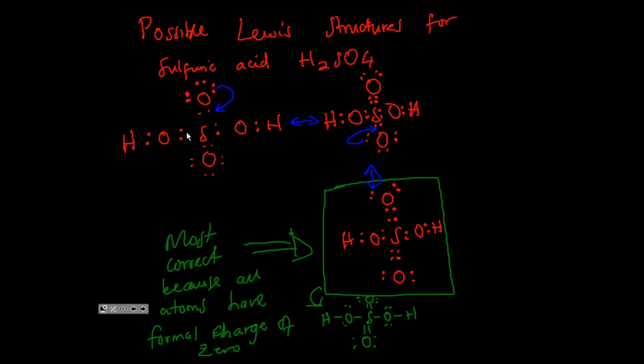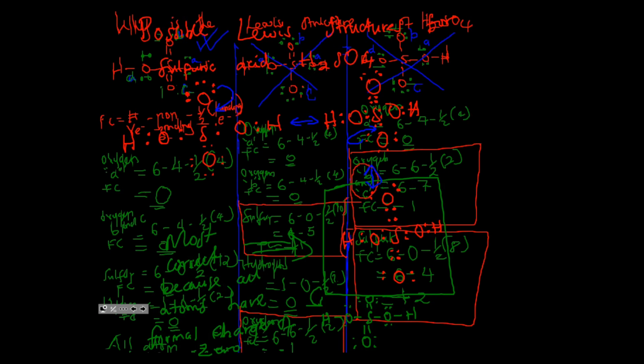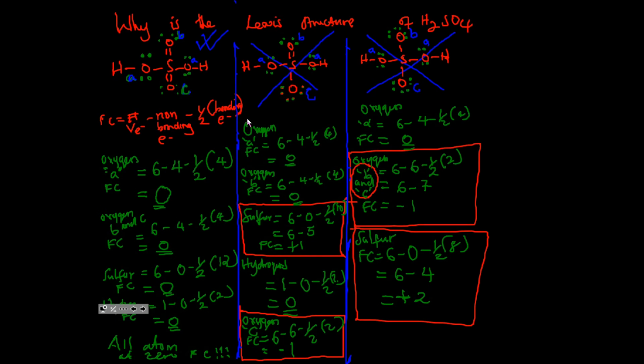Now, out of these 3 structures, which one is the correct one? This should be the correct one because it gives the atoms a formal charge of 0, and the best Lewis structure out of a set of possible Lewis structures is the one that has values close to 0 or 0 as much as possible. And just a review of calculating formal charges.